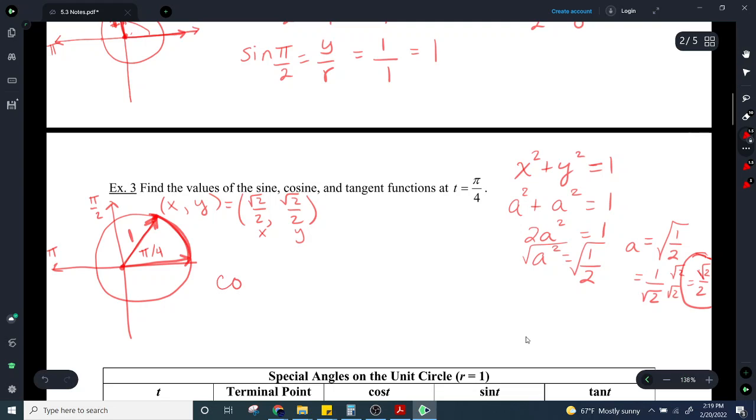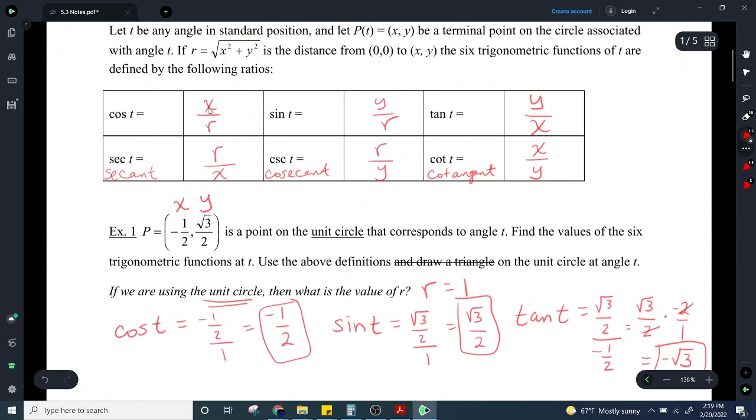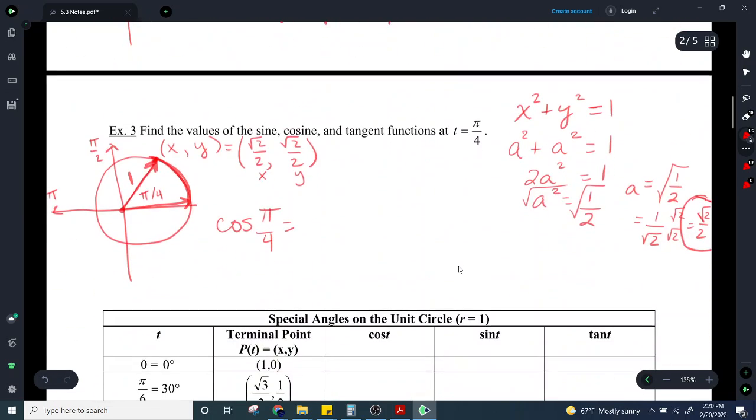I'm going to start with cosine just because I had that in the chart earlier. So the cosine of pi over 4 is going to be equal to x over r. And by the way, I hope you're noticing by now a little pattern. If r is 1, cosine just becomes x, right? If I'm dealing with a unit circle, r is 1. Cosine is x over r, but r is 1, so cosine just becomes x. Don't forget that. So the x value is radical 2 over 2.